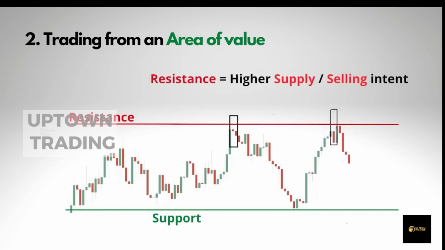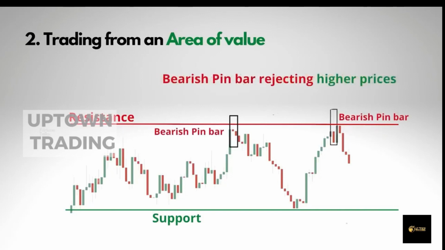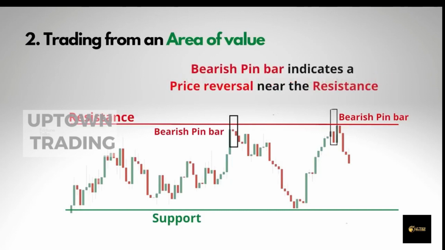We know as a thumb rule that resistance is an area of value where sellers will be looking to short the market, or there will be a larger supply for the stock than the demand. So when we see a price rejection from the market level and it forms a bearish pin bar candlestick, this is a clue that the resistance level has held or the sellers are active, and this is an indication that the price may now be looking to sell off even lower.